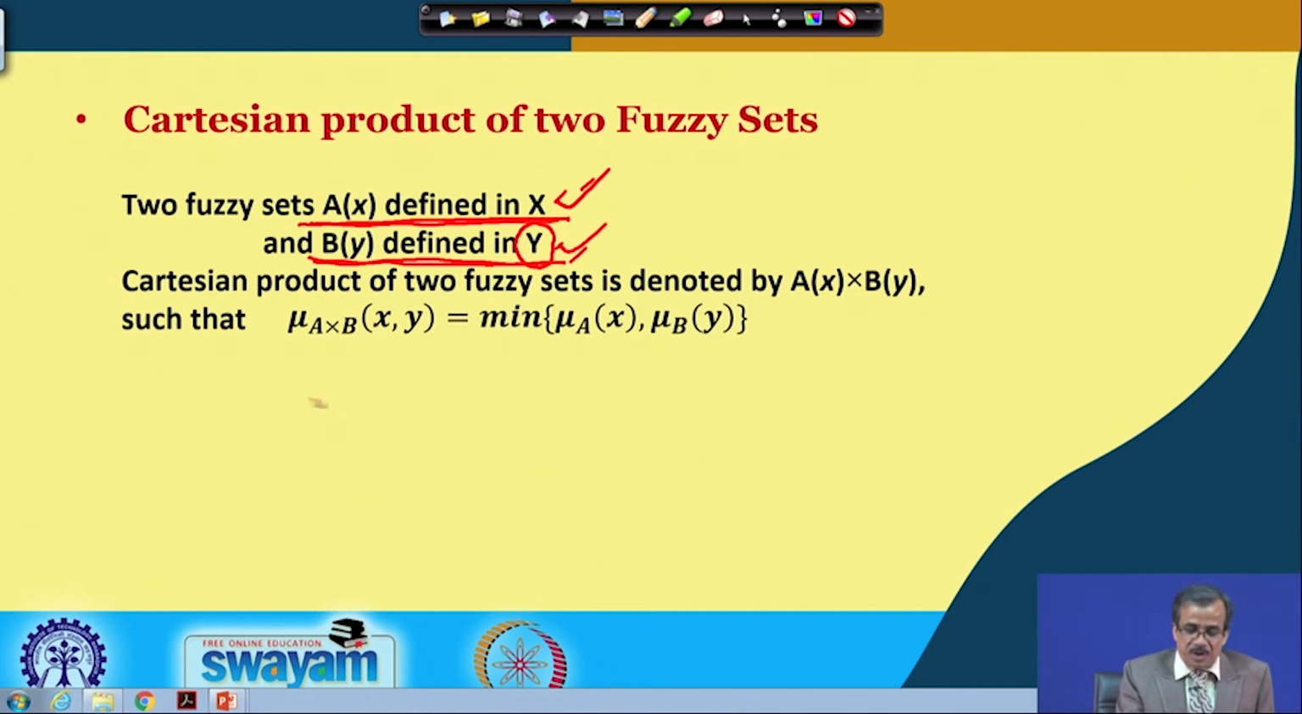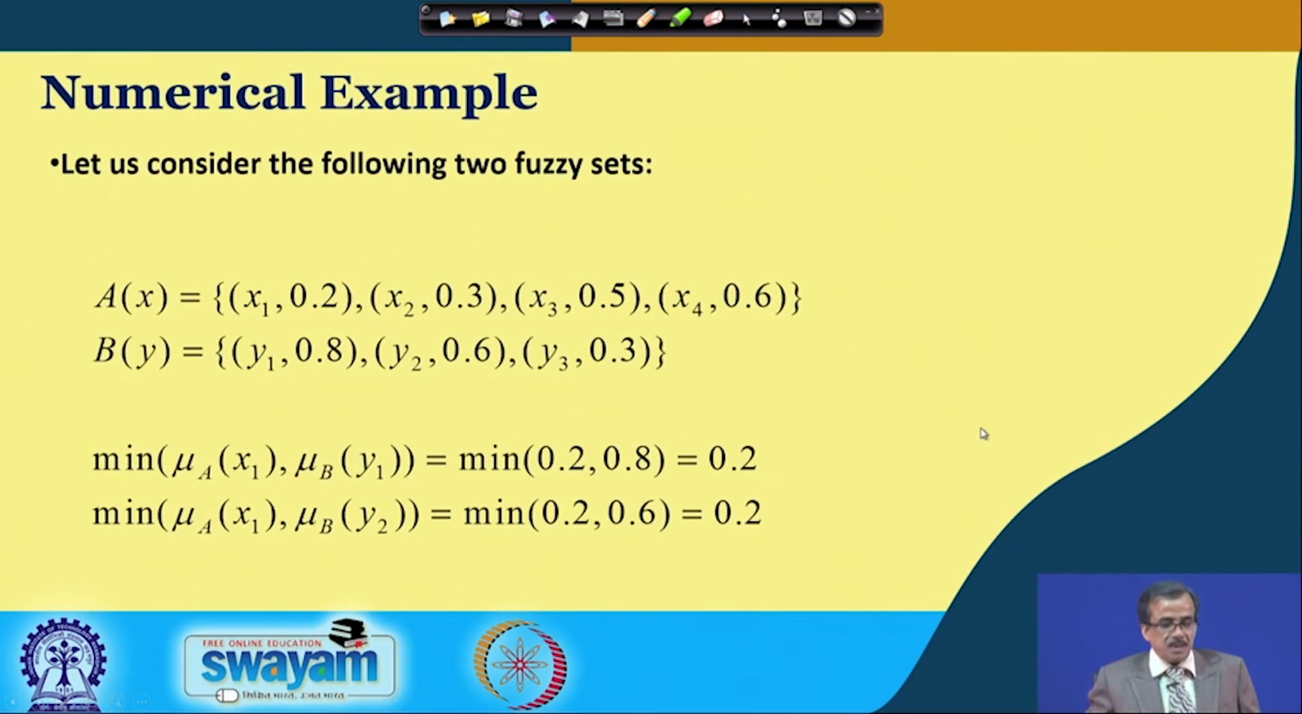The Cartesian product of these two fuzzy sets is defined as mu A Cartesian product B (x, y) is nothing but the minimum between mu A(x) and mu B(y). So, what you will have to do is compare these two mu values and consider the minimum. Now, let us see how it works.